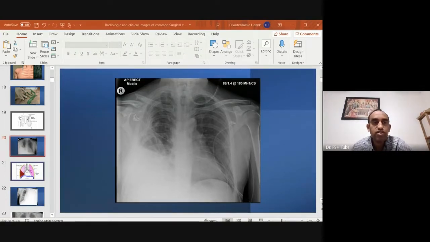For needle decompression, if the tension pneumothorax is in the left side, you will do it on the left side. Number one, you are at the midclavicular line, so you are away from the center of the mediastinum. Number two, if you are dealing with a tension pneumothorax, your mediastinal structures are pushed towards the right side, away from your field, so there is no risk. So even if it's a left-sided tension pneumothorax, you can put the needle in the left side, okay?